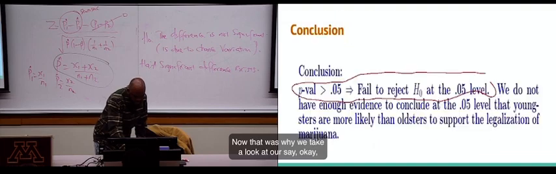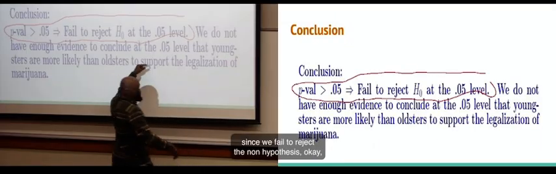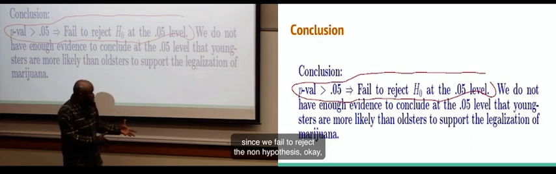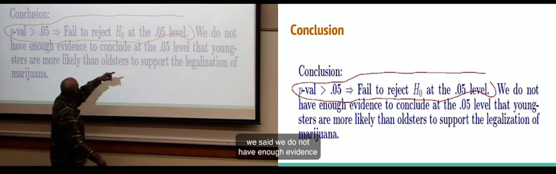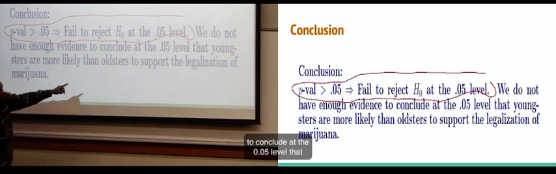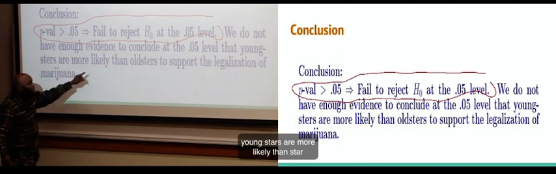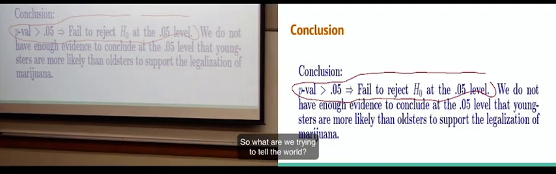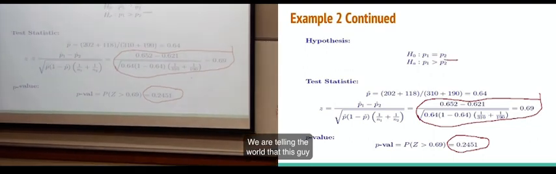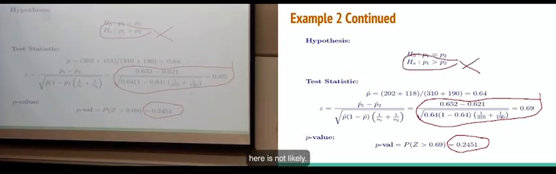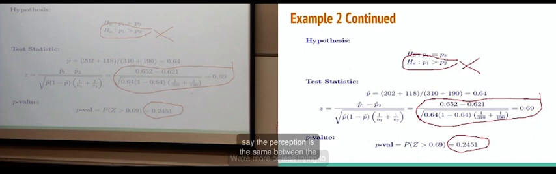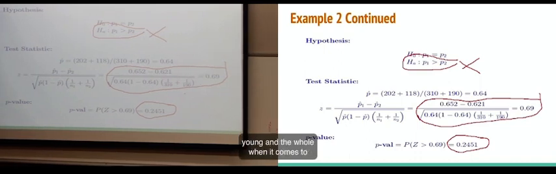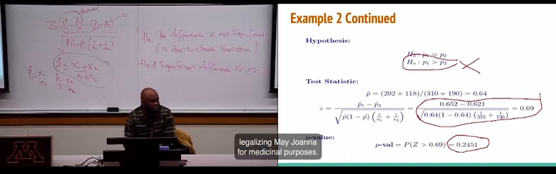Now, that was why we took a look at that and said, since we fail to reject the null hypothesis, we conclude, we said we do not have enough evidence to conclude at the 0.05 level that youngsters are more likely than older folks to support the legalization of marijuana. So what are we trying to tell the world? We are telling the world that this is not likely. We are more or less trying to say the perception is the same between the young and the old when it comes to legalizing marijuana for medicinal purposes. Is there any question?